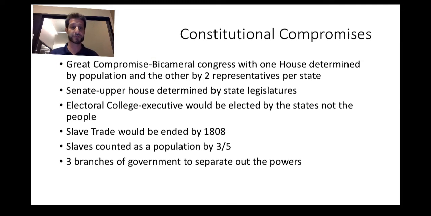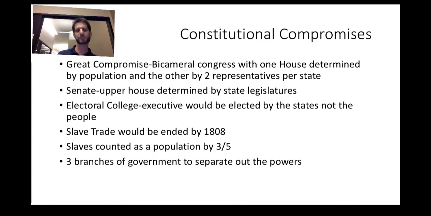So here's what they came up with. They came up with a series of compromises. Probably the most important is the Great Compromise, in which they said, look, we're going to have a Congress that's bicameral, meaning two houses, with one house determined by the population, the other determined by two representatives per state. That way it's equal. The two will balance each other off.